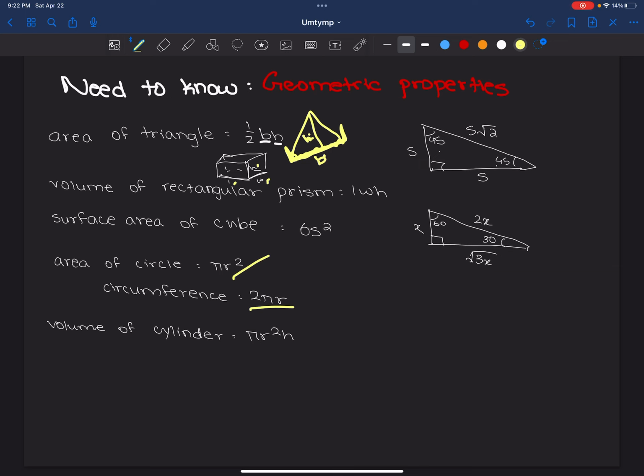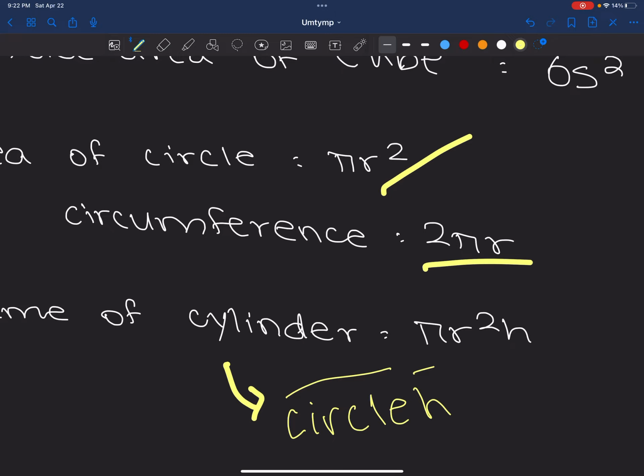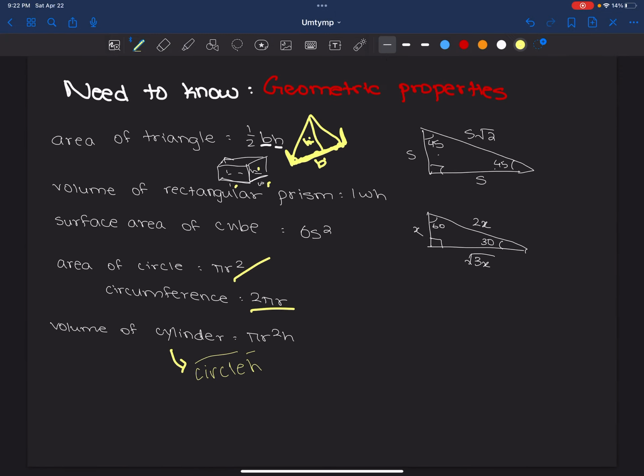The area of a circle is pi r squared. The circumference is 2 pi r. Pretty easy stuff. And then this is another important one. I always forgot this one, but this is pi r squared times height. So just think circle with an h at the end, circle-h, which is pi r squared times h. It's kind of weird, but it works.